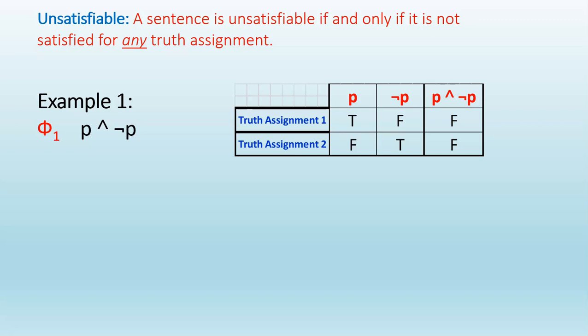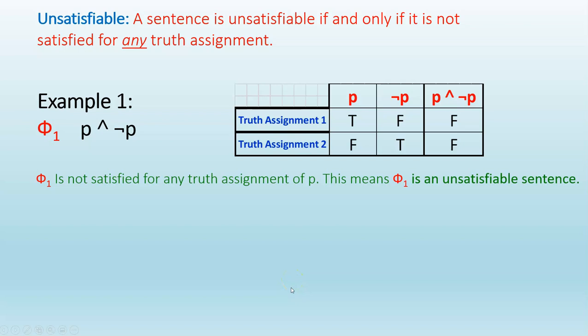Phi 1 is P and not P. If P is true, then not P is false. And the only way the conjunction can be true is if they're both true. Conversely, if P is false, then not P is true, and the conjunction is false. So this conjunction, this sentence, phi 1, is always false. That means there is no truth assignment for P that can satisfy it. And that's what we mean when we say phi 1 is an unsatisfiable sentence.